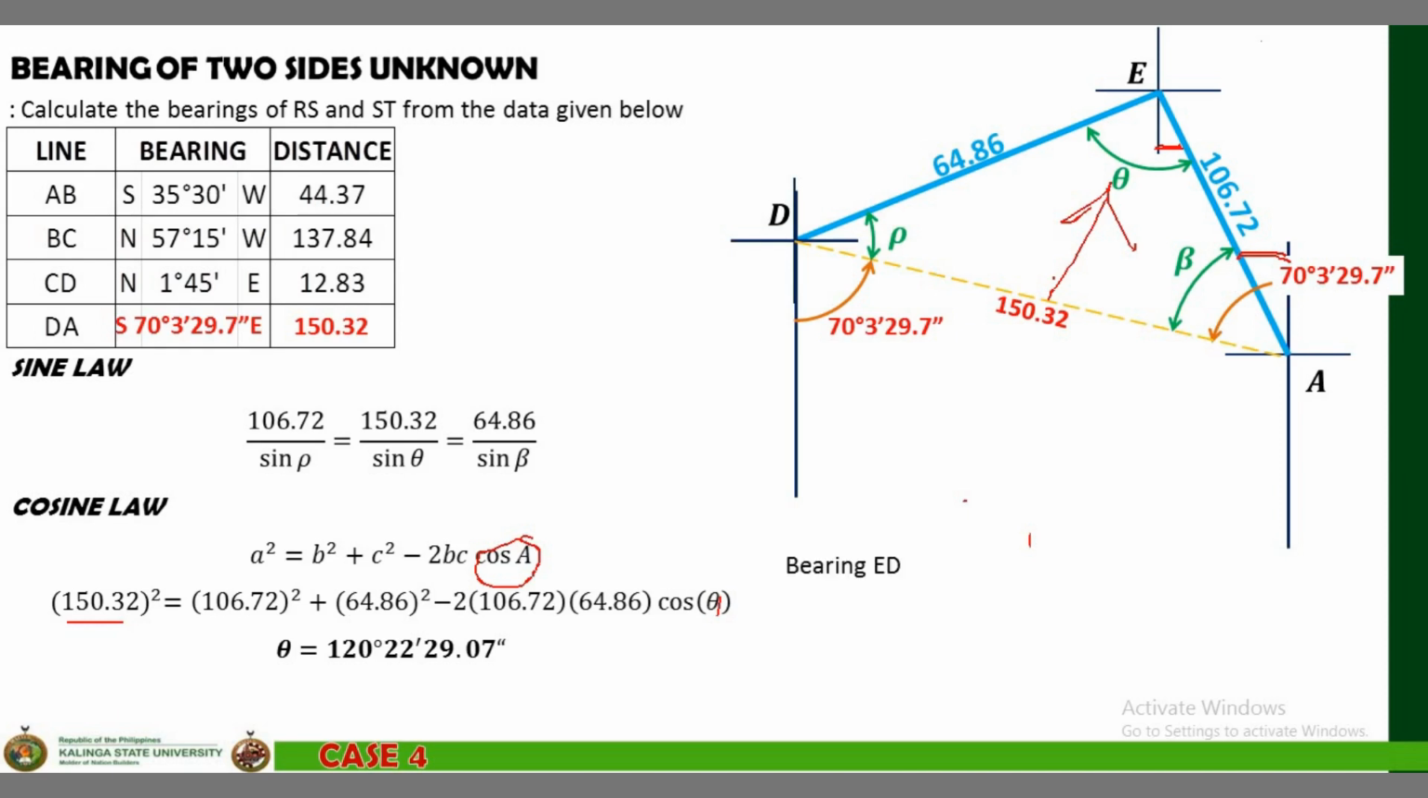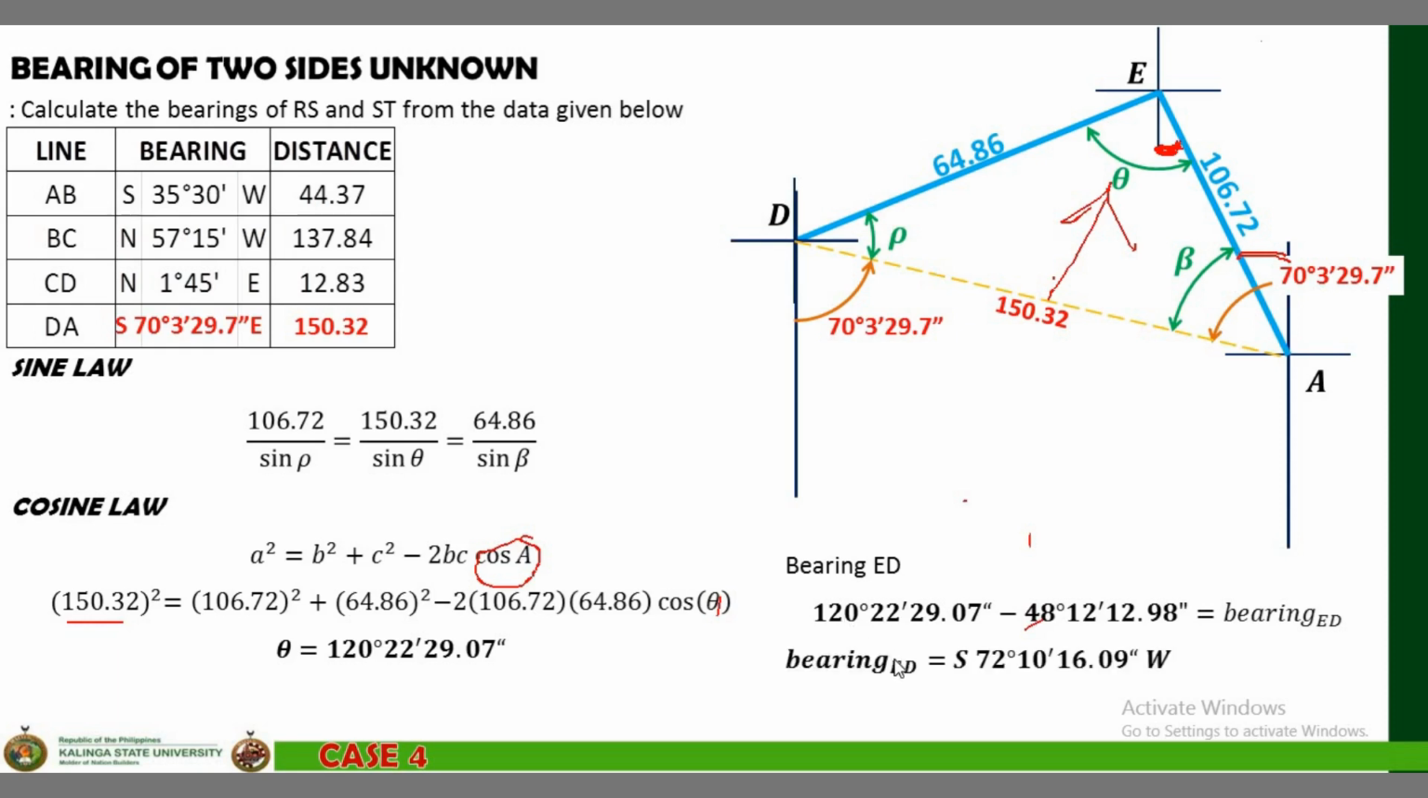If I'm going to compute the bearing of ED, that is simply equal to theta minus the bearing of EA, which we already computed, 48 degrees 12 minutes. So we subtract that from 120 degrees 22 minutes. The bearing of ED is equal to 72 degrees 10 minutes. But take note of the direction. That is south 72 degrees 10 minutes 16.09 seconds west.